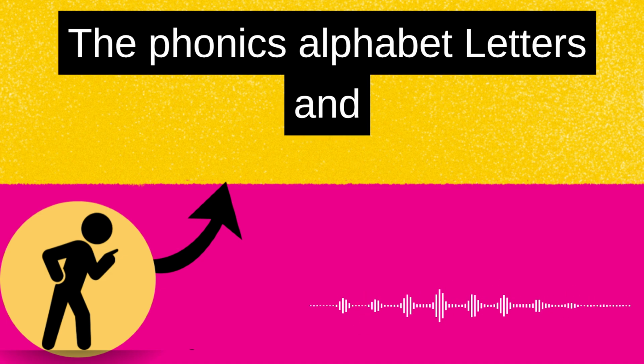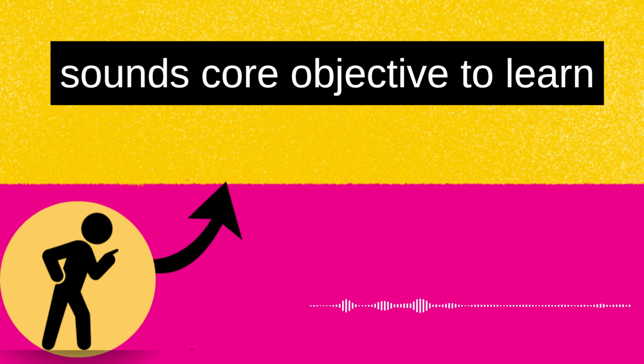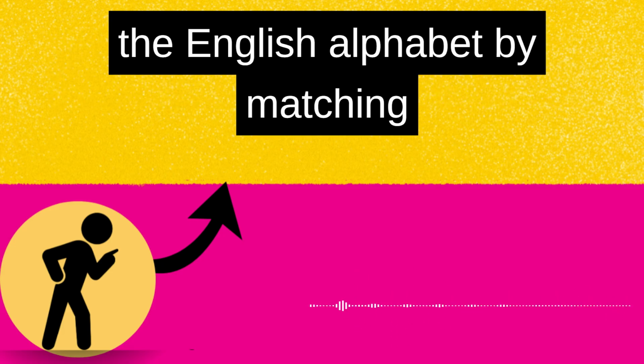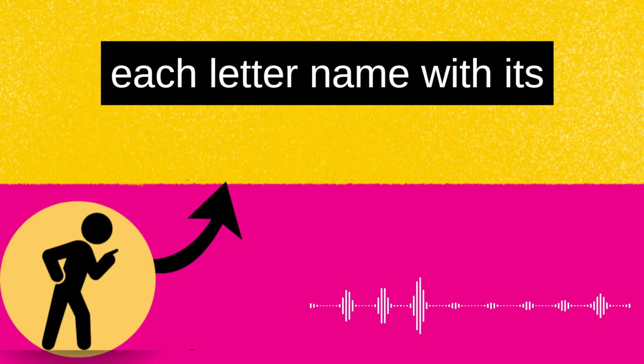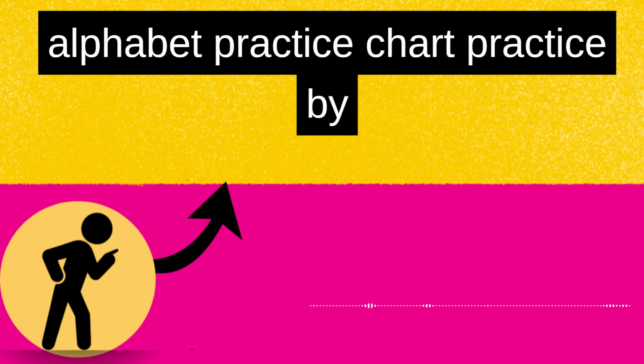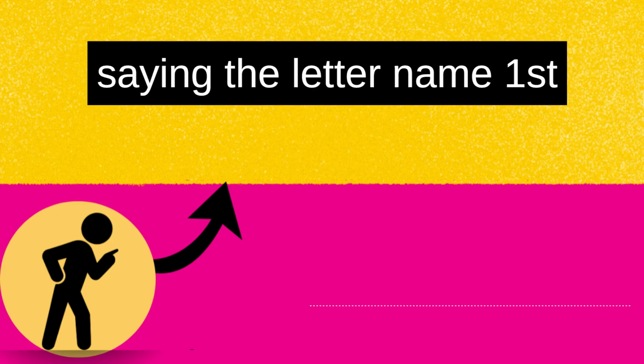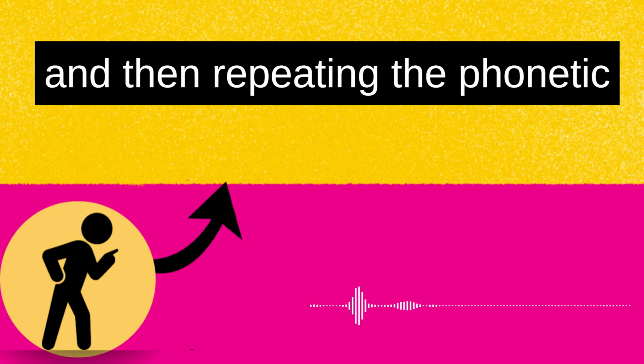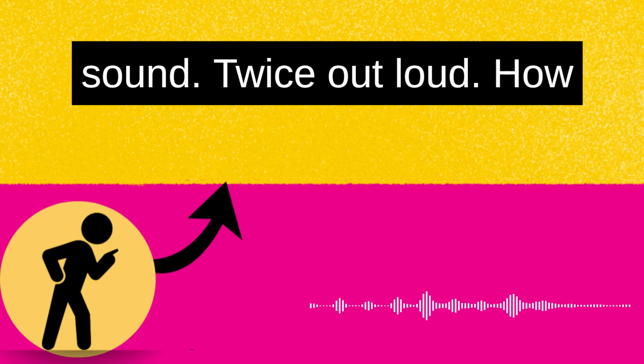The Phonics Alphabet, letters and sounds. Core objective: to learn the English alphabet by matching each letter name with its natural spoken sound. The Phonics Alphabet Practice Chart. Practice by saying the letter name first and then repeating the phonetic sound twice out loud.